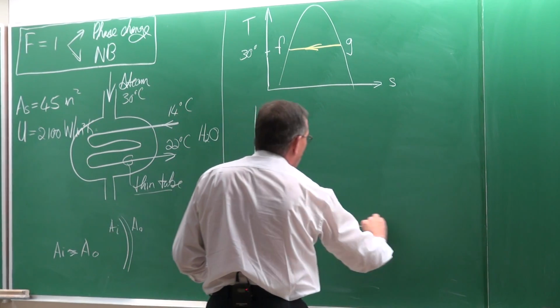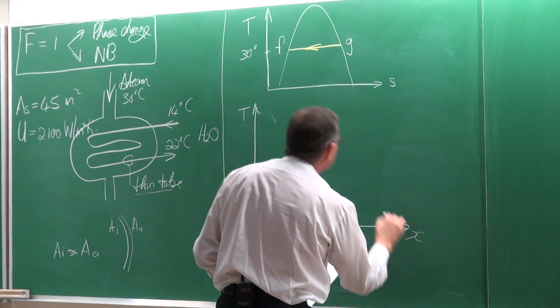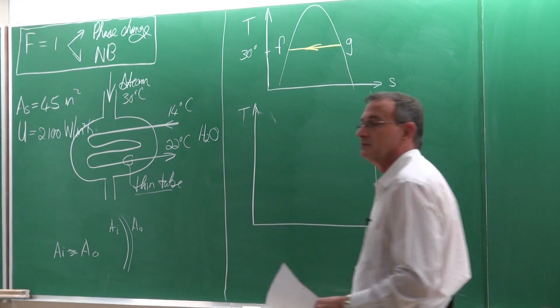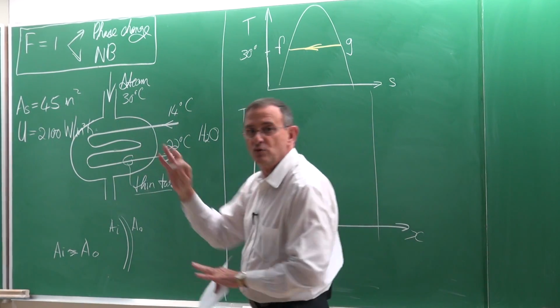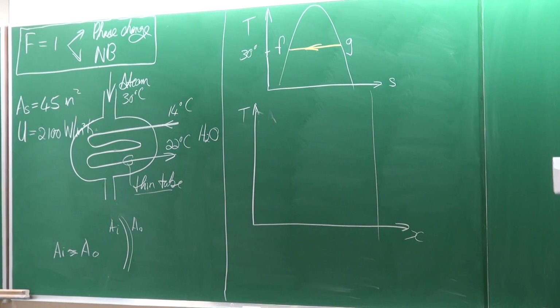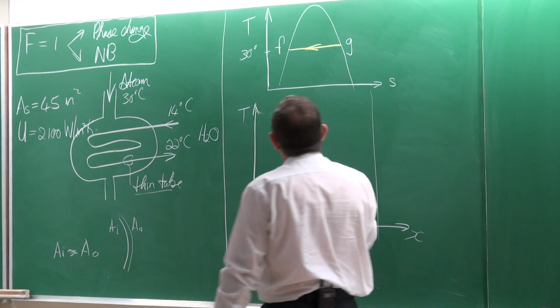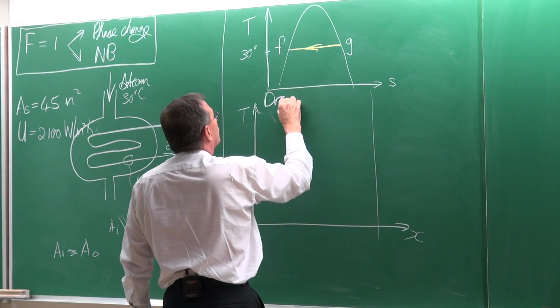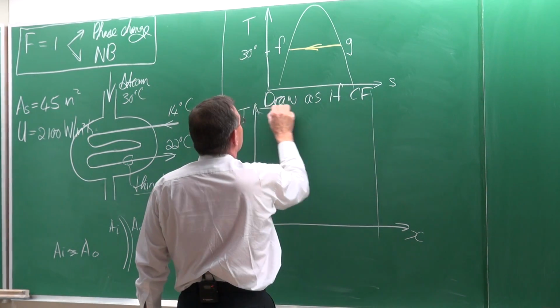So if you go and draw the temperature as a function of X curve, you have to make of this a counterflow heat exchanger. It is not a counterflow heat exchanger, it's a cross-flow type of heat exchanger. You can just look at the two directions of the fluids. But you have to draw it as if it is a counterflow. Draw as if a counterflow. This is very important.